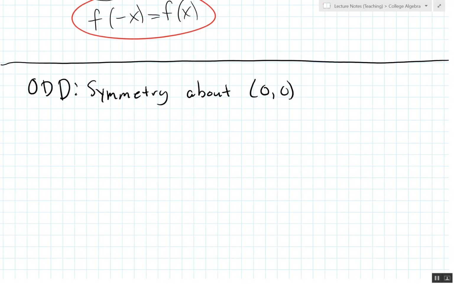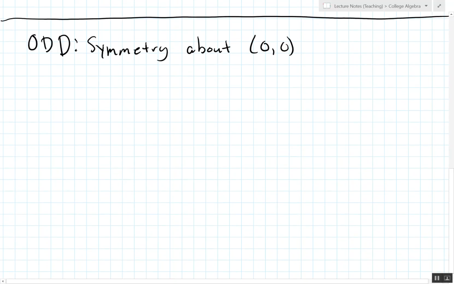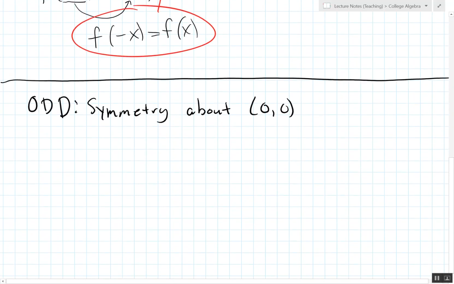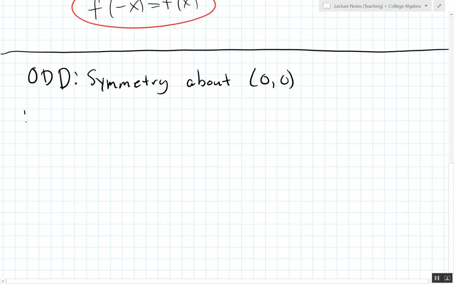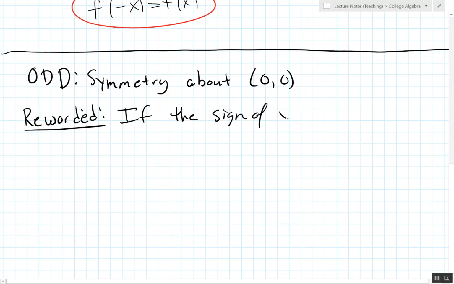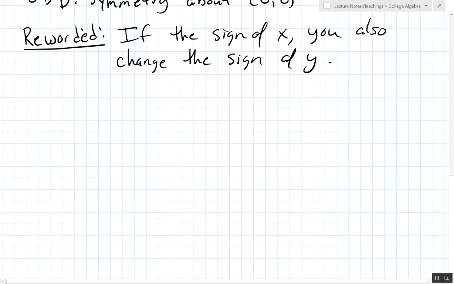So let's look at an example here. Let me see, I wanted to say something else. Oh, the reworded version first before we do the example. The reworded version is: if you change the sign of x, you also change the sign of y.